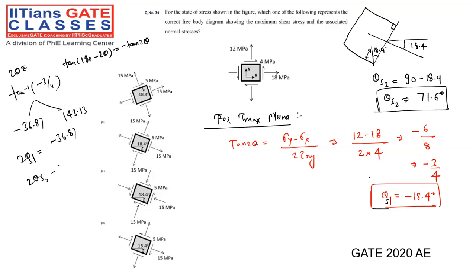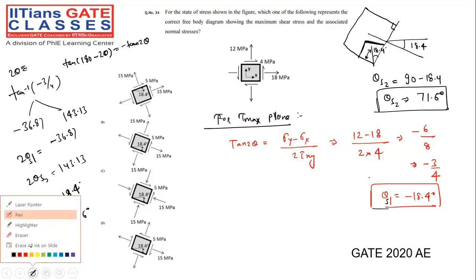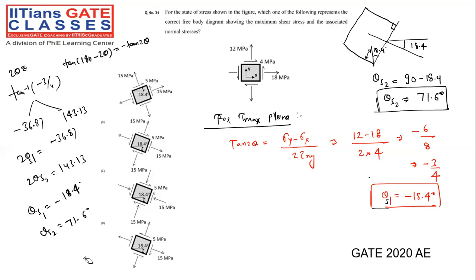2 theta s2 is 143.13. So theta s1 will be minus 18.4 and theta s2 will be 71.6 degree. What is my point? It's very simple. Either you can do it by saying both planes should be perpendicular to each other, or by trigonometry. Anyway, you will be getting exactly the same answer. So that is what we got as the answer.